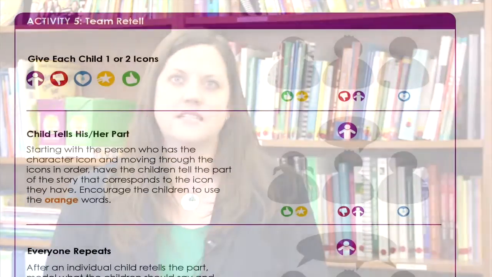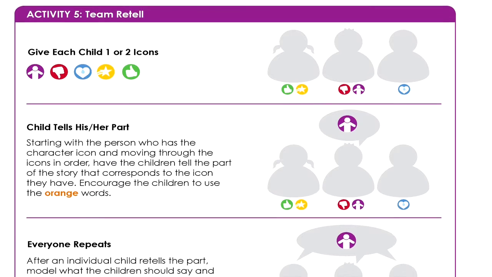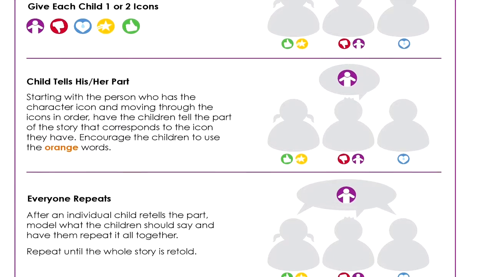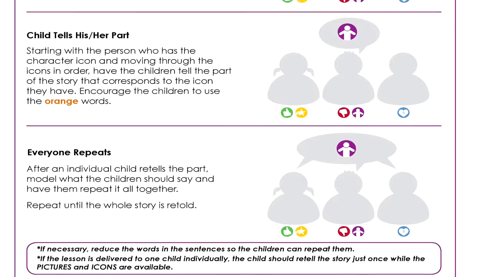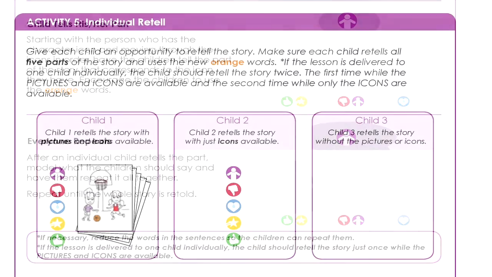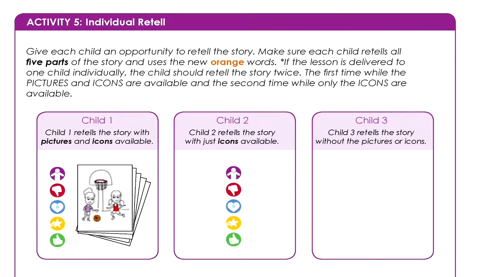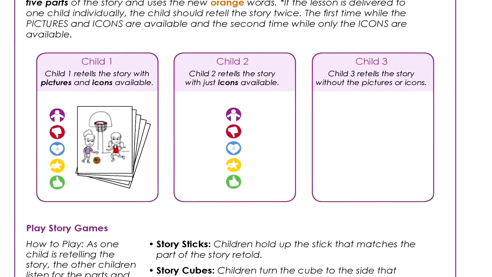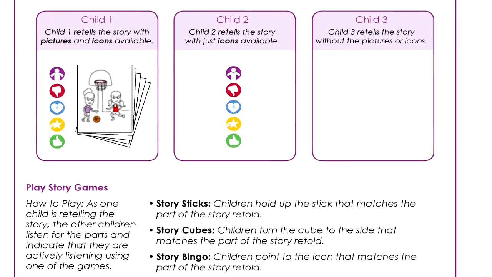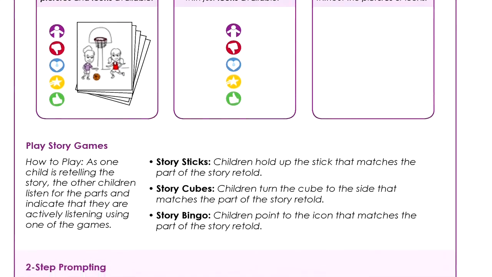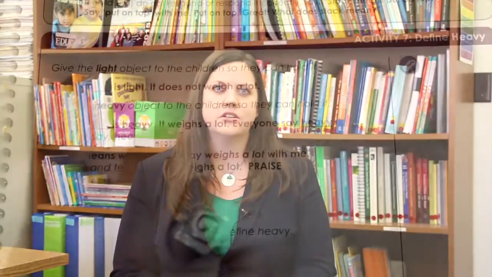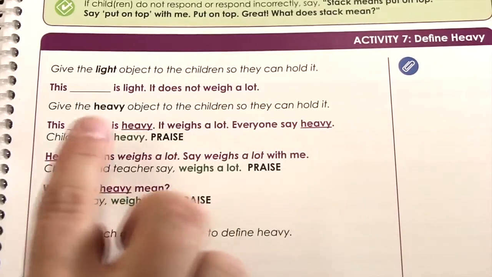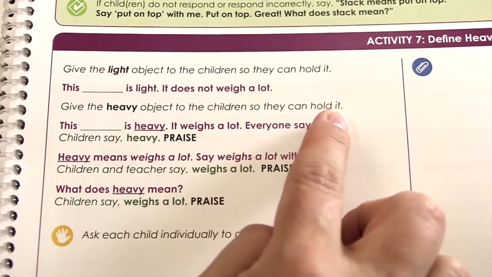In activity 5, the children are either retelling the story as a team or taking turns retelling the story individually. This is the most important part of the lesson because this is where the children get individual turns practicing the story while using the orange words and the complex sentences. During this activity, the teacher's job is to provide just enough support, but not too much, so the children can begin to retell stories independently. After the retelling activity, additional exemplars of the vocabulary words are presented and the children can practice the definitions again.